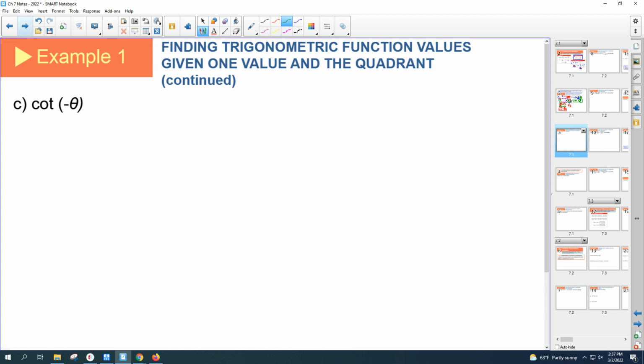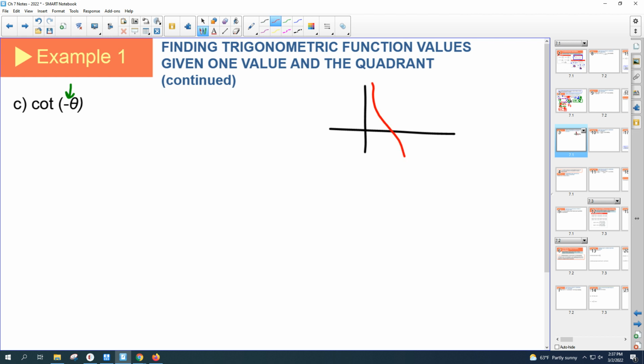Now, when I look at part C, something jumps off the page at me. The negative, right? We're not accustomed to doing negatives, so it should stand out to you. Oh, wait a minute, we did something with negative angles. Maybe I'll go back and look at those formulas with negative angles, okay? Now, I don't need to look it up. I don't have them memorized, but I know cotangent. I may not remember whether cotangent is even or odd, but I know what it looks like.